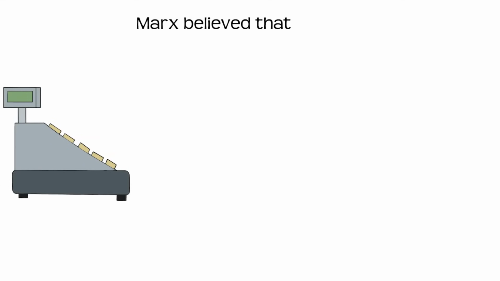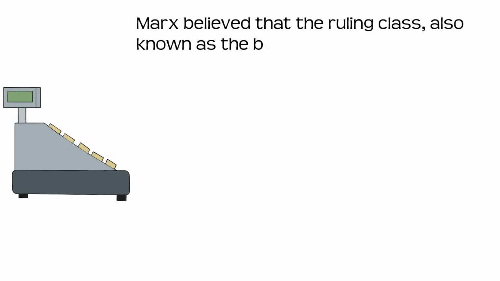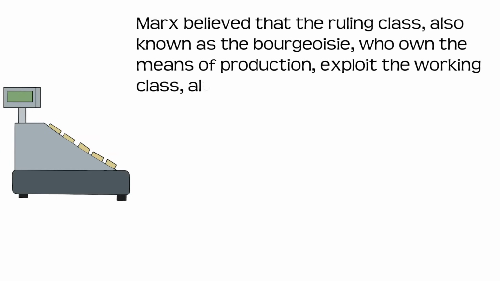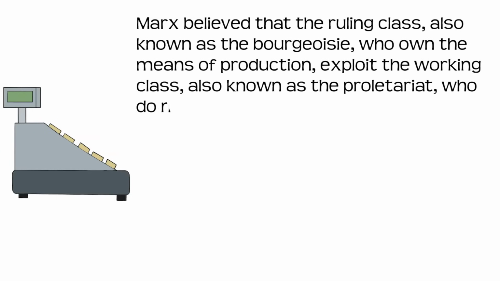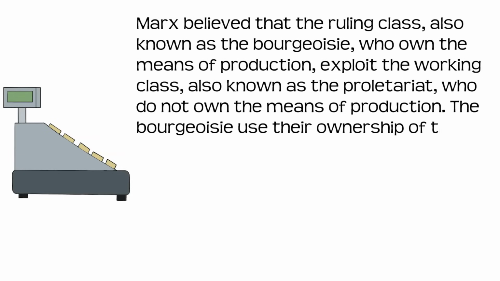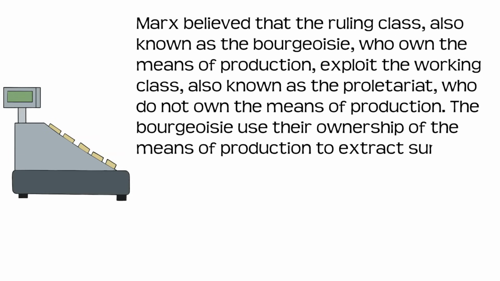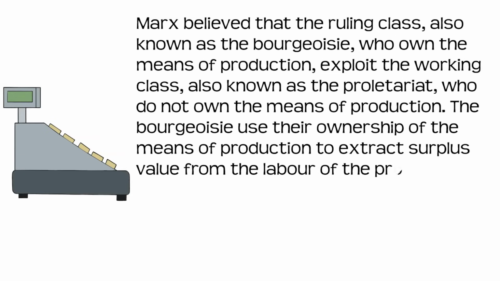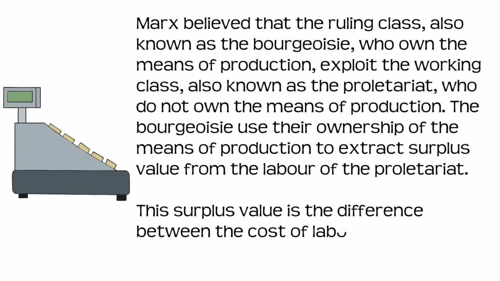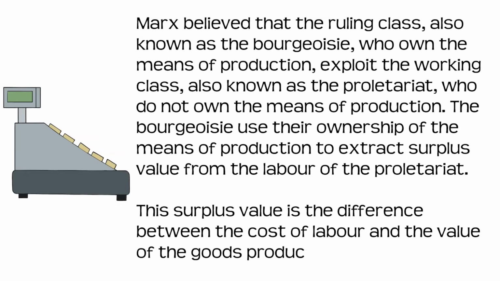Marx believed that the ruling class, also known as the bourgeoisie, who own the means of production, exploit the working class, also known as the proletariat, who do not own the means of production. The bourgeoisie use their ownership of the means of production to extract surplus value from the labour of the proletariat. This surplus value is the difference between the cost of labour and the value of the goods produced.